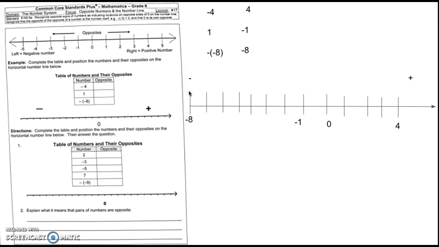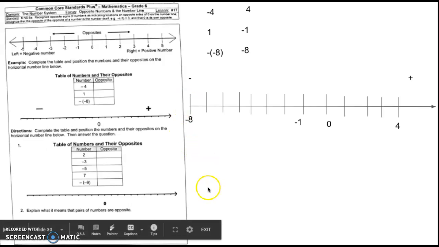There you go. So all you have to do for homework today is find the opposite and write it on here.